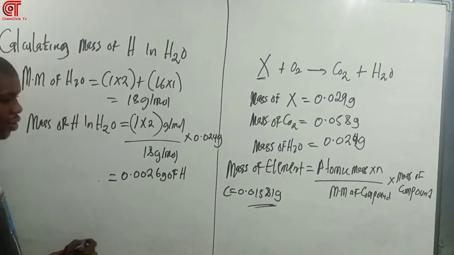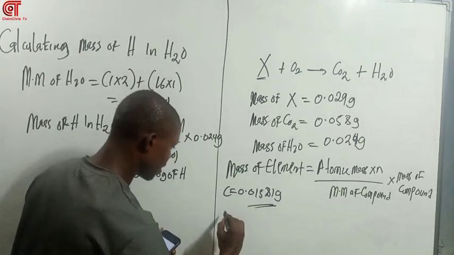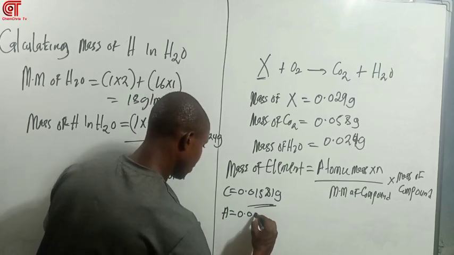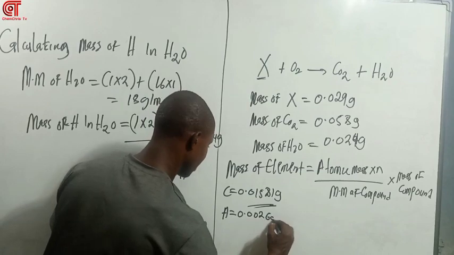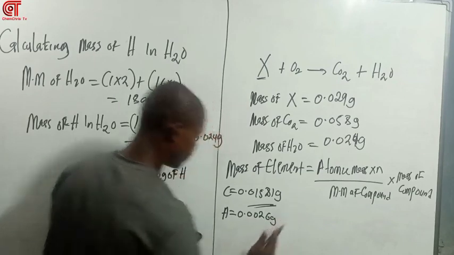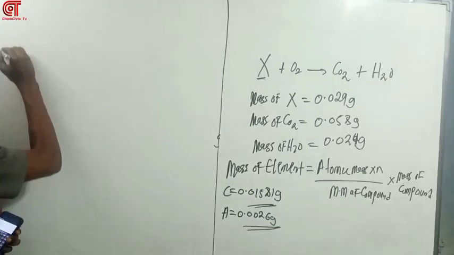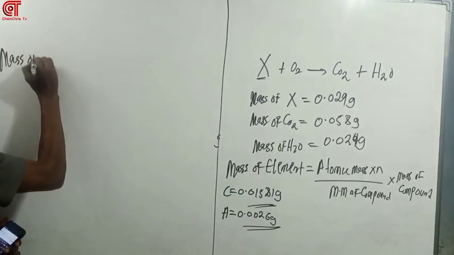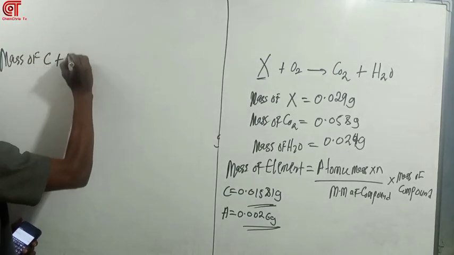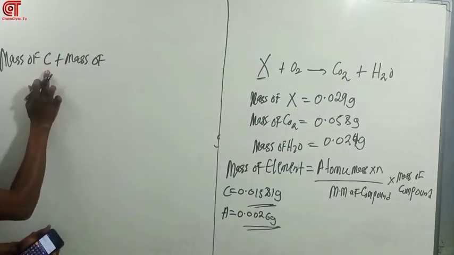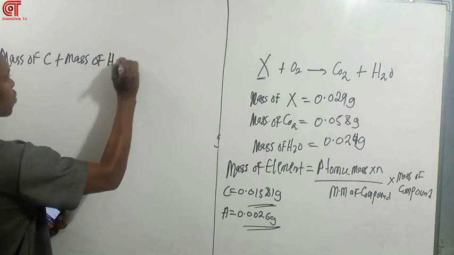Do you see that? So the mass of hydrogen here is 0.0026 gram. Do you get that? So this is what you are going to get: mass of carbon plus mass of hydrogen equals what?